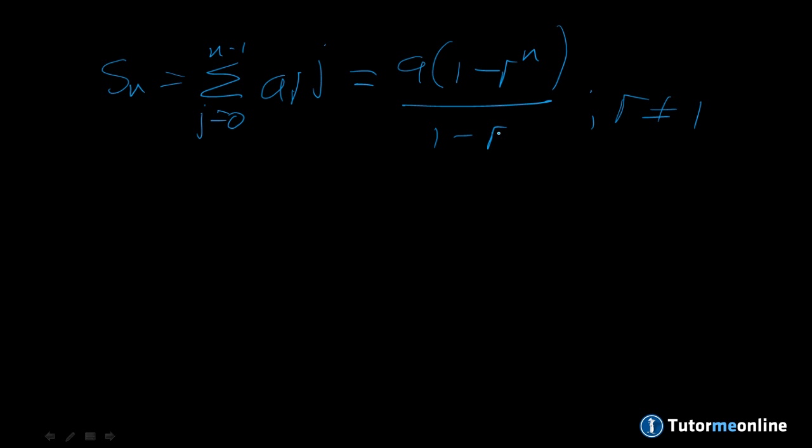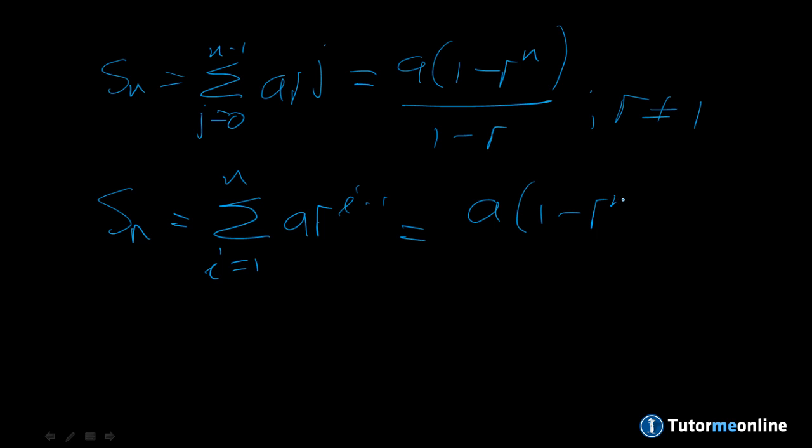Okay, so therefore this equation can also be written as Sn is equal to the sum of i equal to 1 to n of ar to the i minus 1. That's equal to a multiplied by 1 minus r to the power of n divided by 1 minus r, and again r can never be equal to 1. These equations are precisely the same equations, actually just written in a different method.